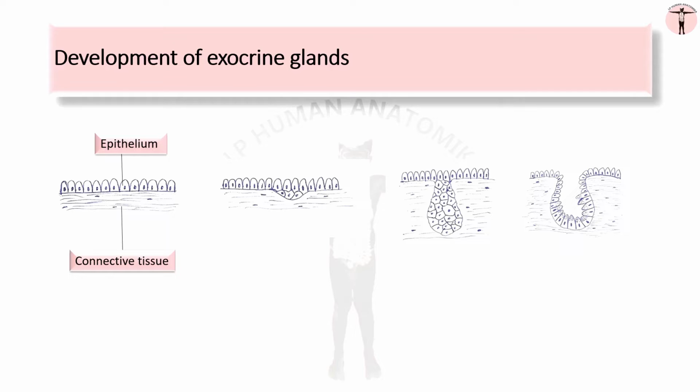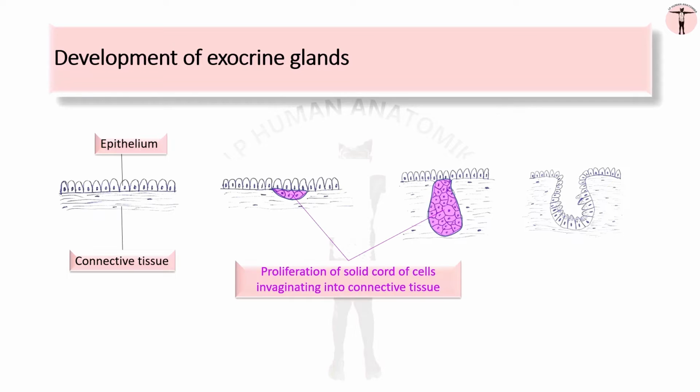Both exocrine and endocrine glands develop as diverticula of the epithelium. The exocrine gland develops as a solid bud from the epithelium into the underlying connective tissue. Soon it elongates, undergoes canalization by disintegration of the cells in the center of the cord, and the remaining cells at the periphery differentiate into secretory and conducting portions.